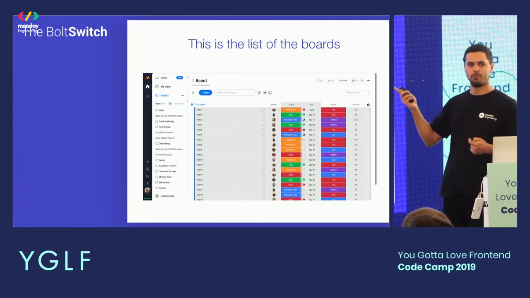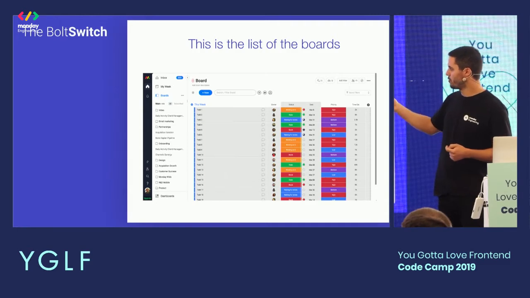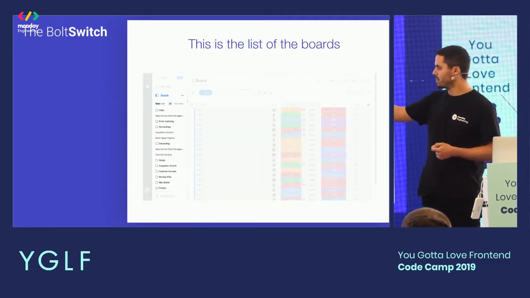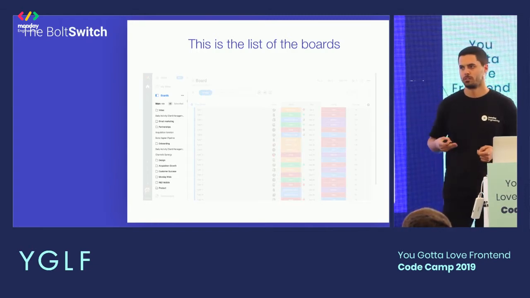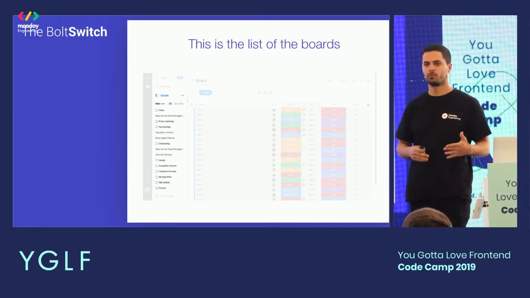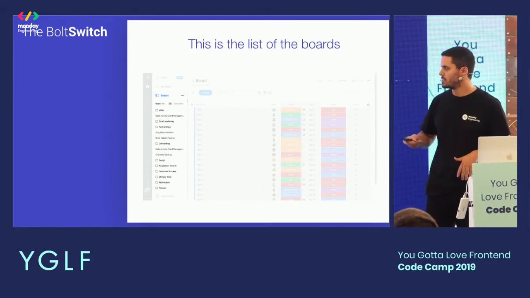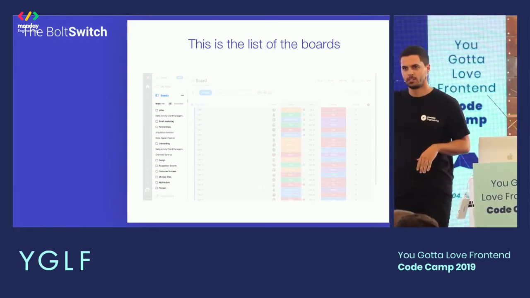So this one is about the board switch. We showed you before, we have this board, which is our main entity. And on the left, you can see we have the list of our boards. A user can have maybe 100 boards, or 1,000 boards, 500, a lot of boards, and it's not that easy to navigate them on this list on the left.